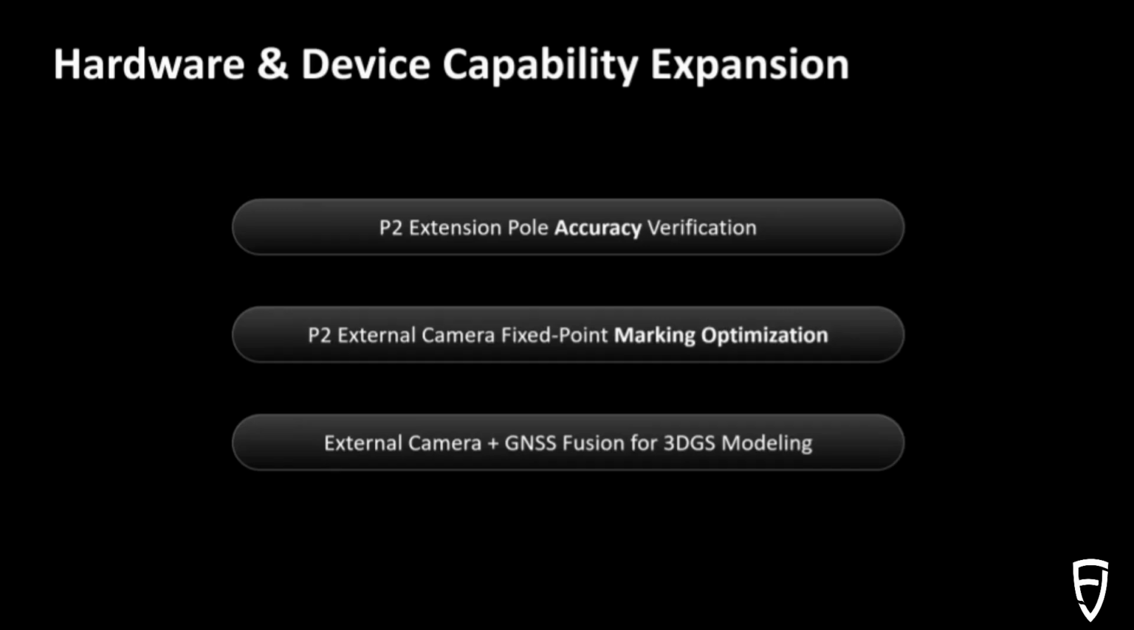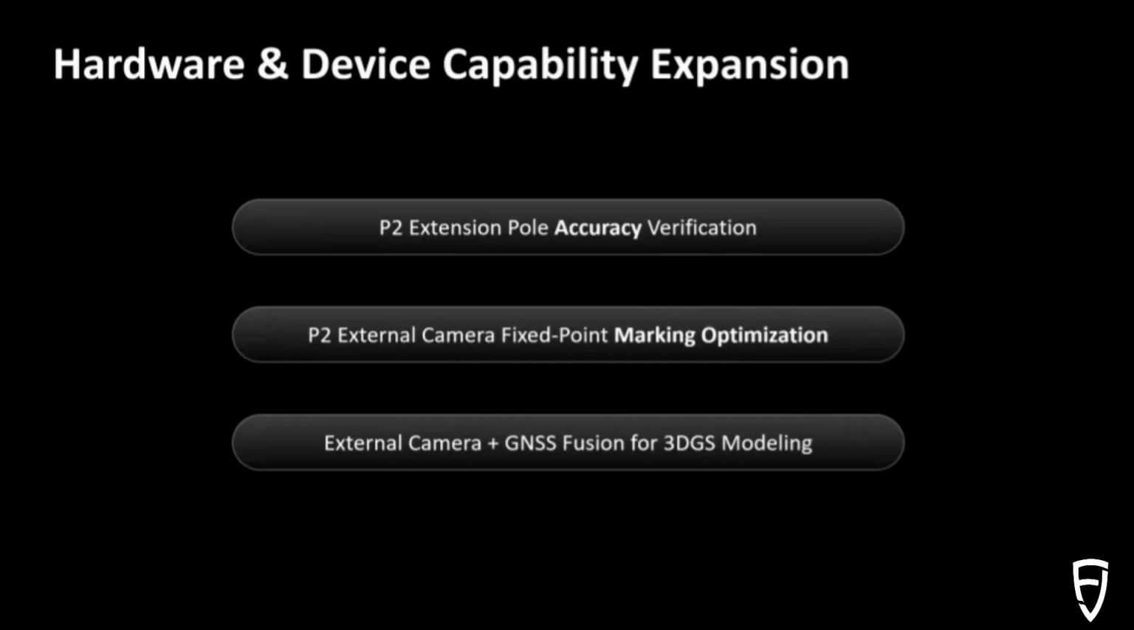Also, we optimized fixed point marking with external camera. After point marking, exported files now keep the original image names, making it easier to trace points back to the field photos. I think this is especially useful for documentation workflows, such as incident or site verification.